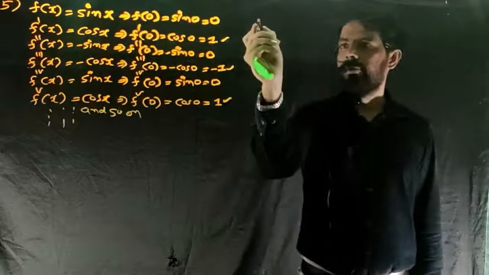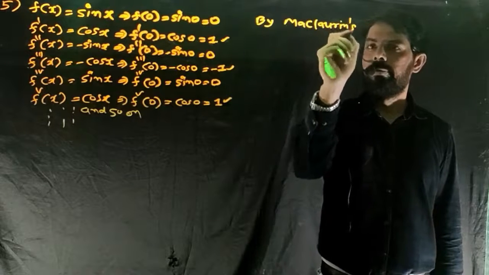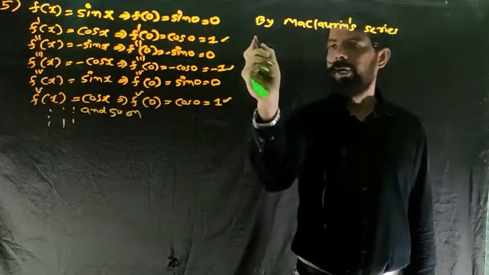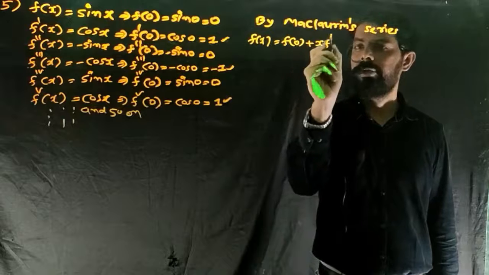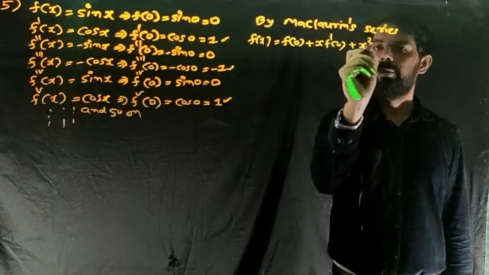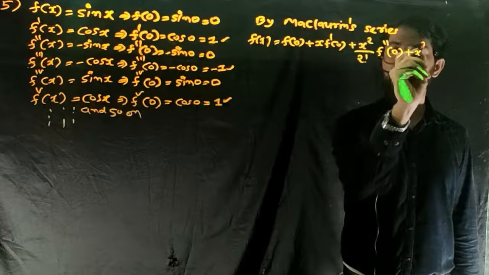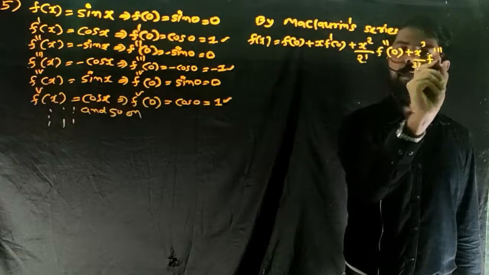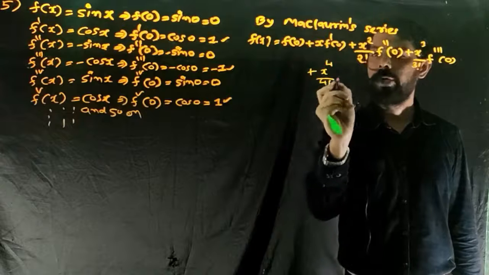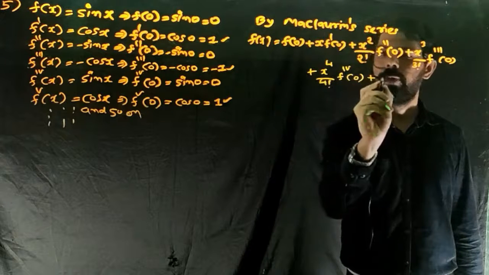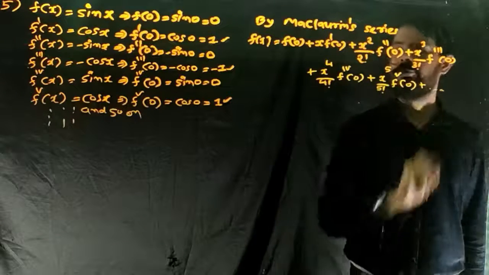Now by the Maclaurin series, f of x is equal to f of 0 plus x f dash 0 plus x square by 2 factorial f double dash 0 plus x cube by 3 factorial f triple dash 0 plus x raised to 4 by 4 factorial f4 0 plus x raised to 5 by 5 factorial f5 0 plus so on.